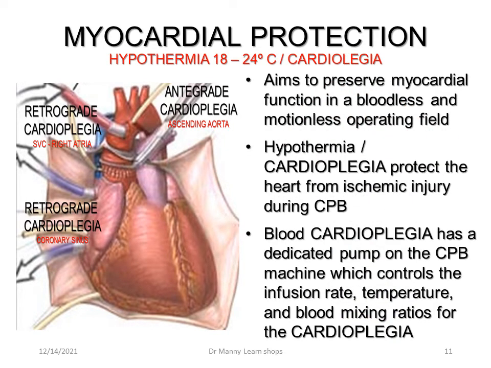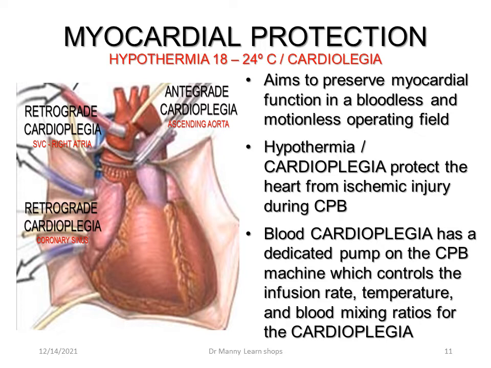The aims are to preserve myocardial function in a bloodless and motionless operating field, because sometimes it isn't as effective as it could be, because the patient, after the surgery, has come down with a stunned myocardium, which basically means there's an element of ischemia, but hopefully no myocardial ischemia that has caused infarction. Hypothermia and cardioplegia protect the heart from ischemic injury during cardiopulmonary bypass.